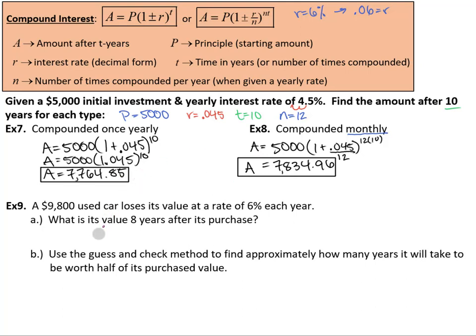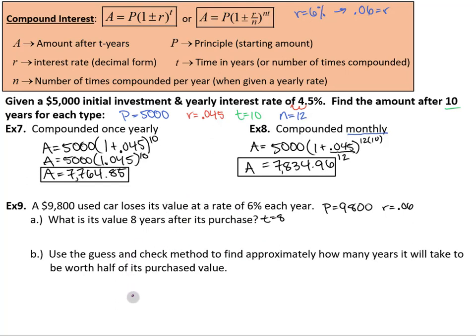All right, our last one here. A $9,800 used car is losing its value at 6% each year. Okay, so we've got a few things. We know P, our starting amount, is $9,800. We know R, our interest rate, will be 0.06. And it's losing value, so that means we're going to need to use the minus in one of these formulas. What is its value 8 years after its purchase?